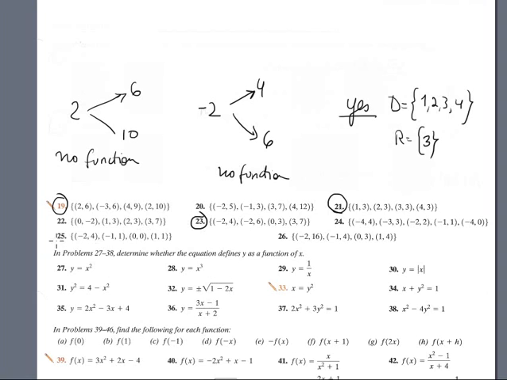Okay, and 25. 25, yes, it is a function. And the domain is the set formed by -2, -1, 0 and 1. And the range is the set formed by 4, 1, 0 and 1, and 1 not necessarily repeated again. Like that. This is 25.